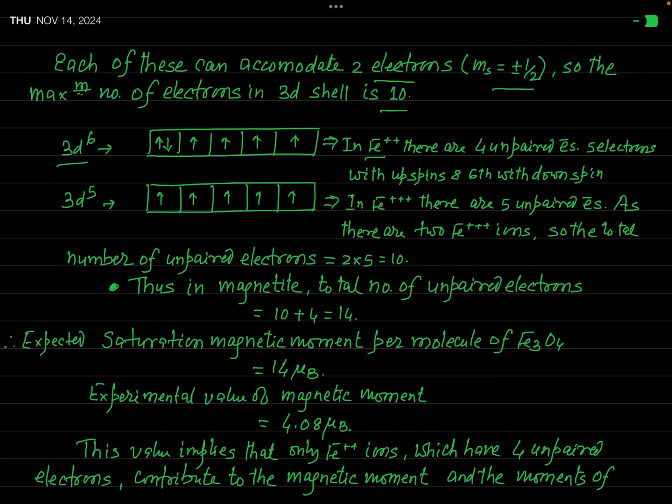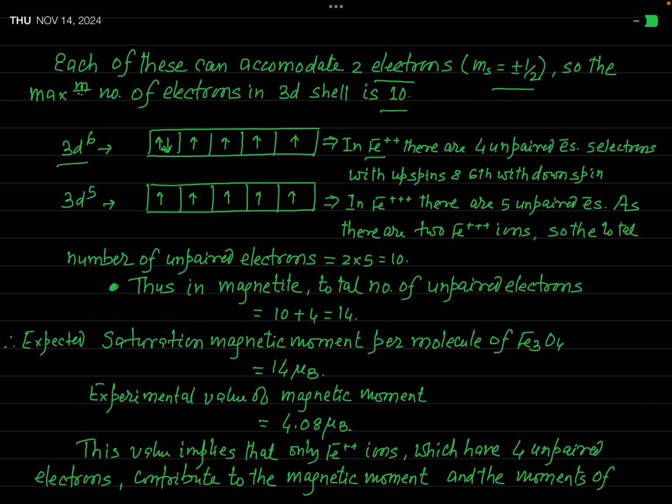Now, how will these 3d electrons actually be distributed in this subcell? According to Pauli's exclusion principle, first of all, each subcell, each box, will be filled with 1 electron with up spin, and the extra 6th electron will then be paired with the first electron in the first box with down spin.